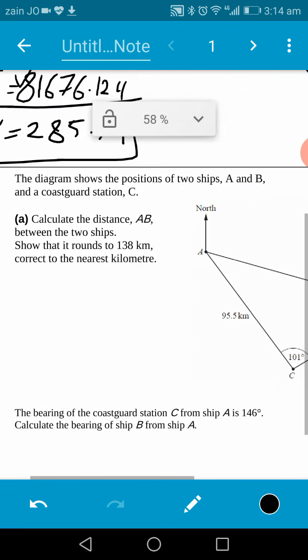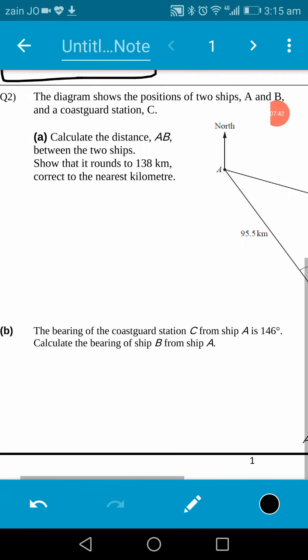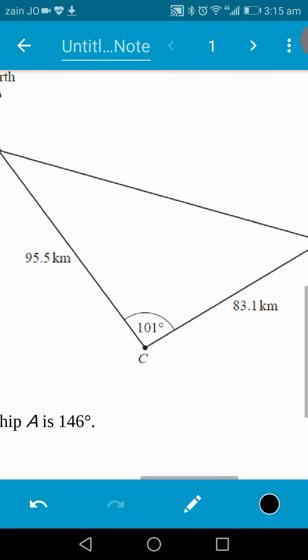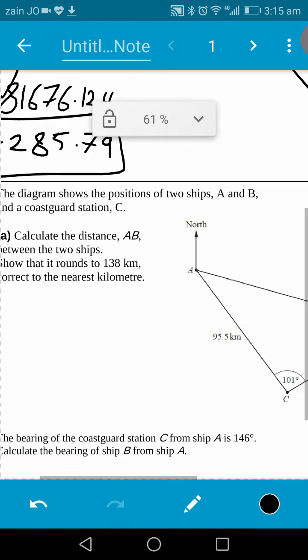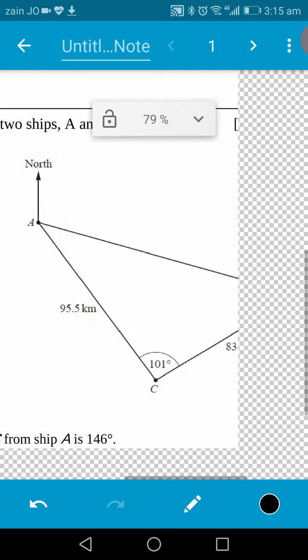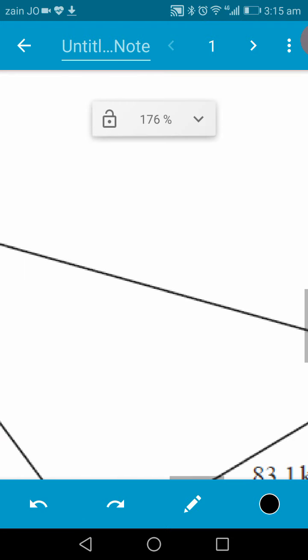Let's move to the next one. The diagram shows the position of two ships A and B and a Coast Guard station C. Calculate the distance AB between the two ships. Show that it rounds to 138 kilometers, correct to the nearest kilometer. Everything is in the diagram. BC is 83.1 and the angle is 101. The question says calculate the distance AB between the two ships. I need the distance AB, call it small c. It looks like capital C, this is small c.